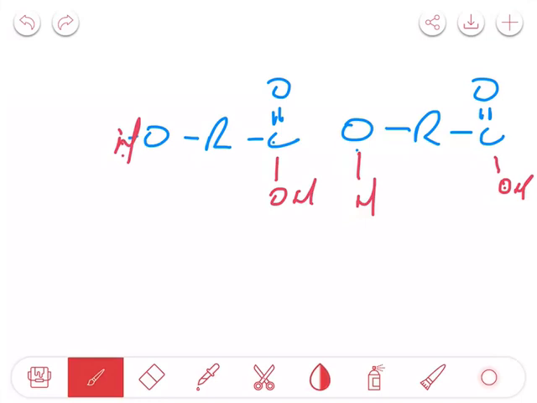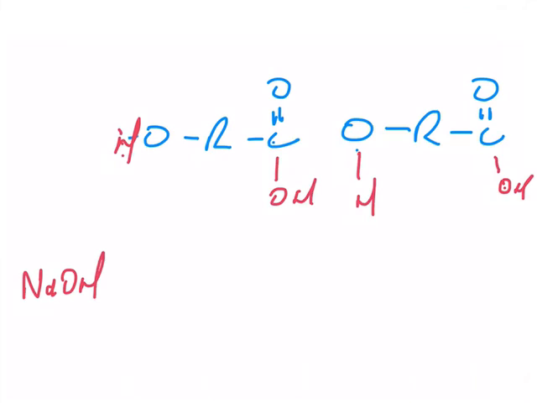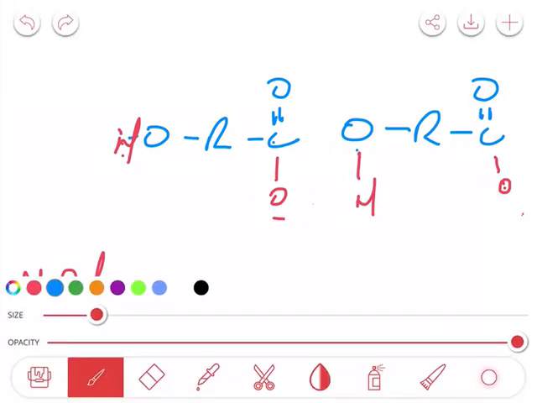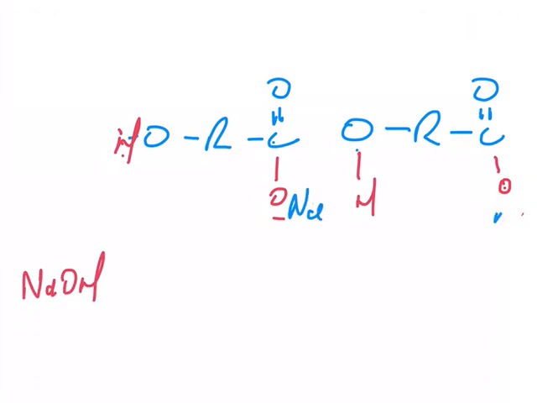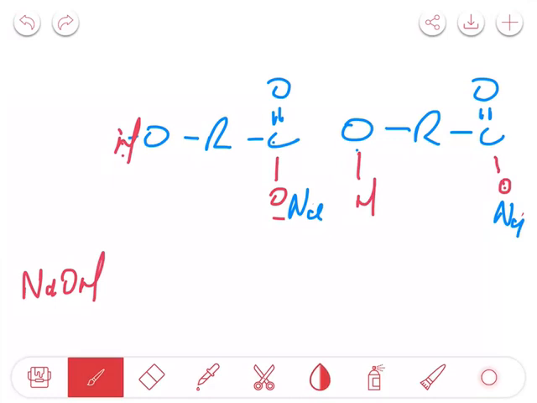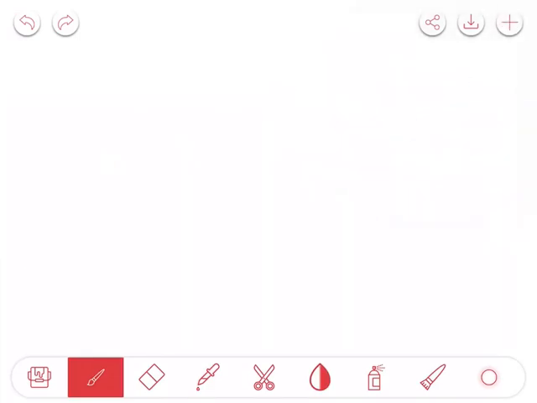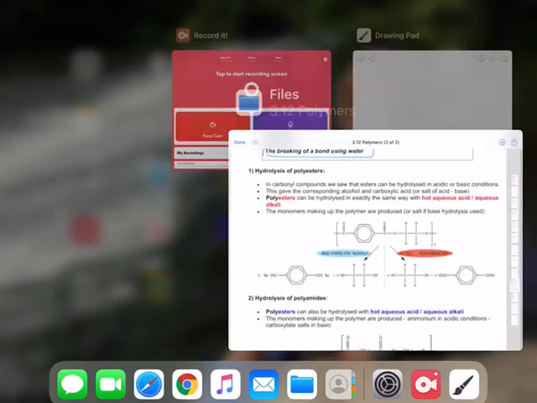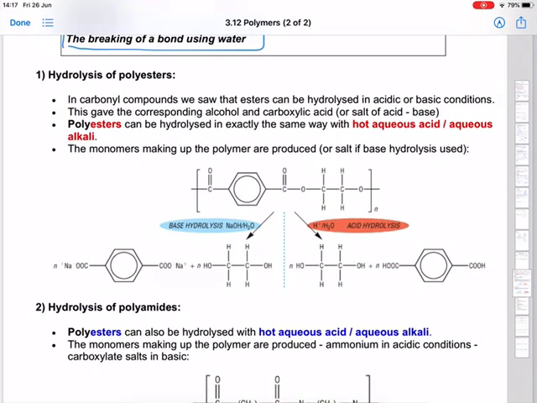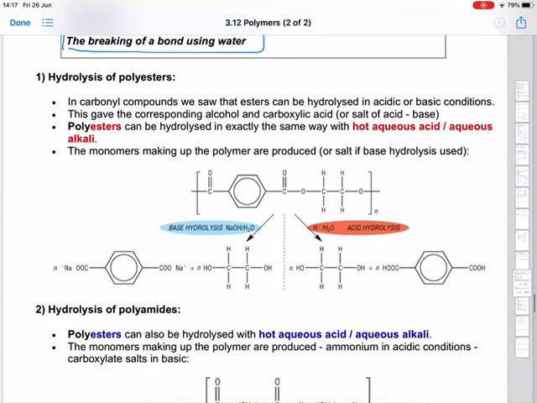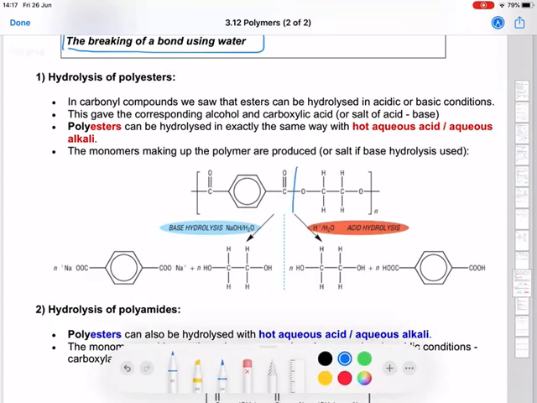Now, if we did it with acid hydrolysis, no further changes. However, if we used sodium hydroxide, that would then react with the carboxylic acid, which would then give us the sodium salt of the hydroxycarboxylic acid. So that's that for the hydrolysis of the polyesters. Okay, and in the notes we've got that here. So we break it there. Oh, hang on, we break it there.